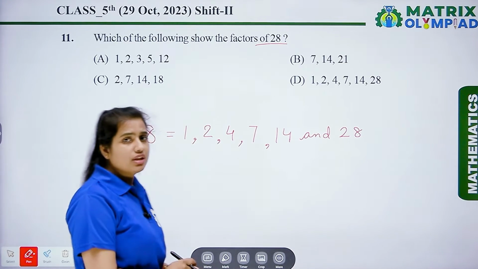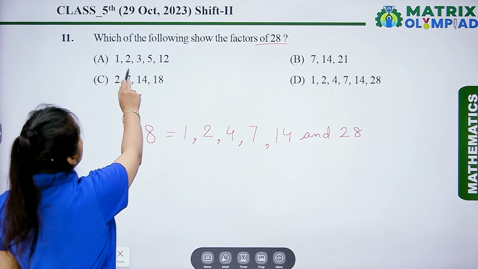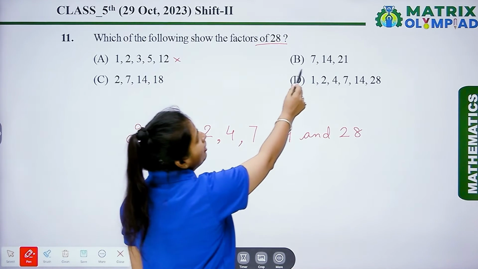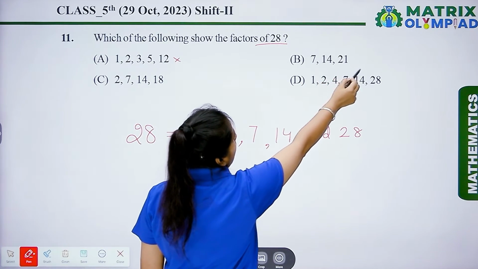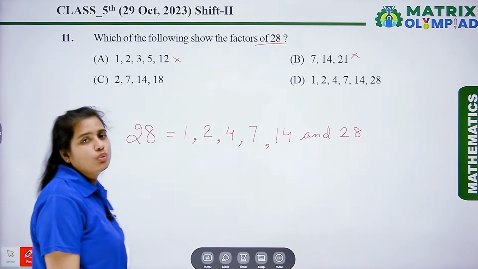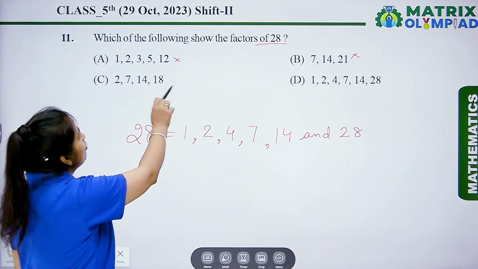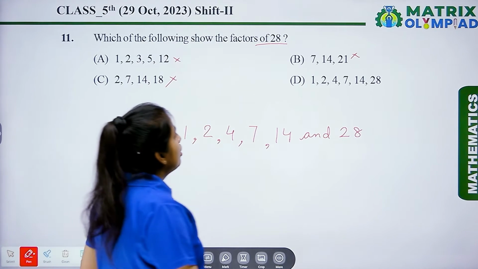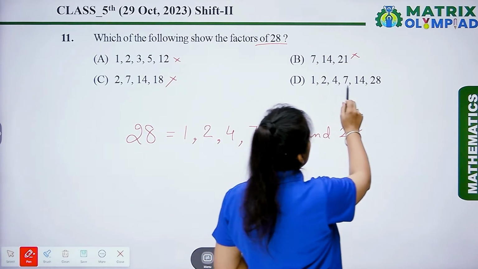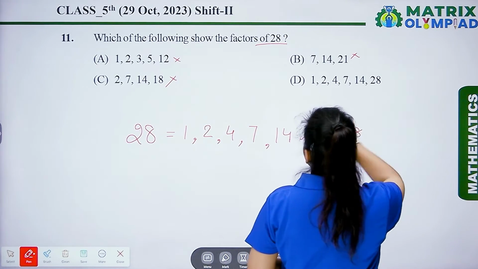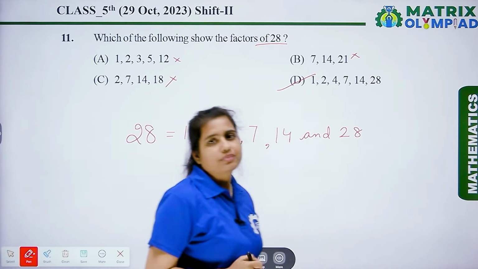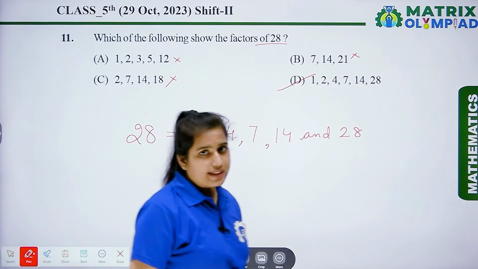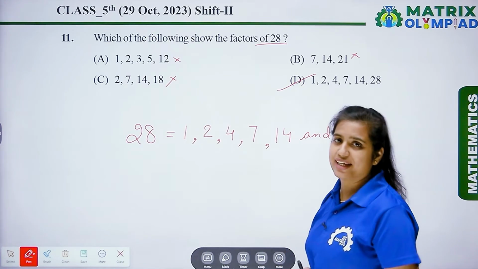Let's check the options. Option A is having 1, 2, 3, 5, 12. So this is not the correct option. Next we have option B, 7, 14, 21. This is also not the correct one. Option C is 2, 7, 14, 18. This is also not the correct option. And the last option is 1, 2, 4, 7, 14 and 28. So here option D is the correct answer, because it is having all the factors of 28.